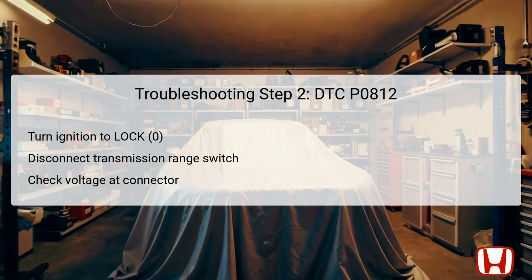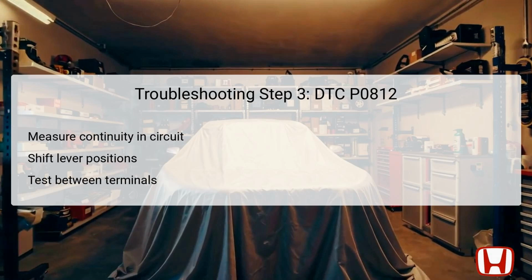Use a multimeter to measure the voltage across specific terminals within the transmission range switch connector, specifically terminals number 7 and number 10. The expected voltage should exceed 5 volts for the circuit to be functioning properly. If the measurement is below 5 volts, this indicates an open circuit in the wiring, leading to the need for repair before moving on to the next steps of the diagnostic process.